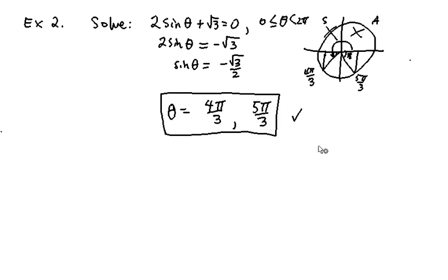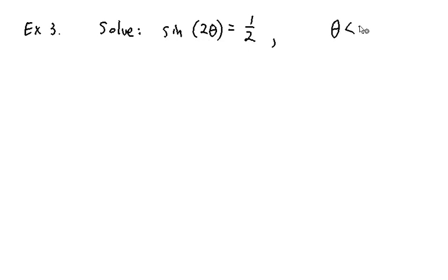All right, let's try another example. And this one's going to be a little bit harder. This is going to be example 3, and this one will be a little bit different. It says solve sine of 2 theta equal to 1/2. So we did sine of theta is 1/2, but now we have sine of 2 theta equal to 1/2, and we have to solve this where theta is between 0 and 2 pi, where 0 is included.